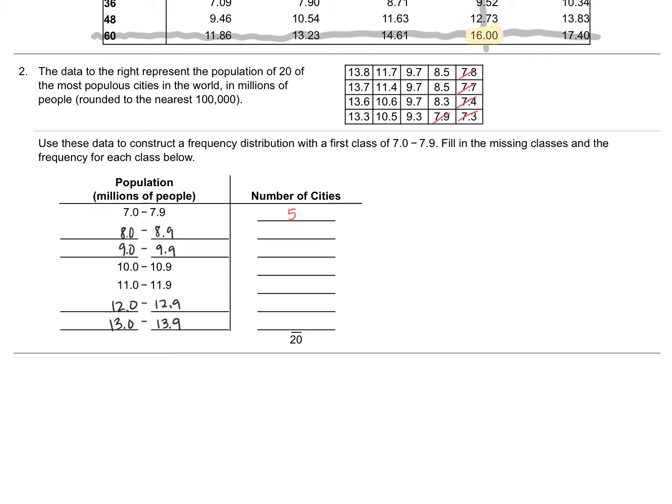Then we'll do 8 in the 8s. So 1, 2, 3, that's it, 3. And then 9s, 1, 2, 3, 4. And then 10s, we have 1, 2. Then back to red for 11, we have 1, 2. We have none that start with the 12. And then we have, let's see, 1, 2, 3, 4 in the 13s. And then it tells us the total is 20.